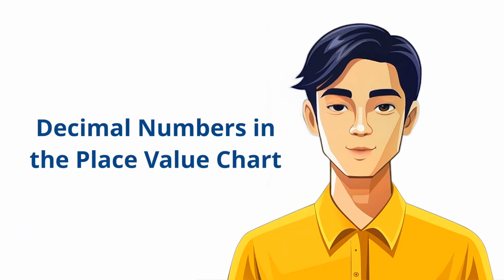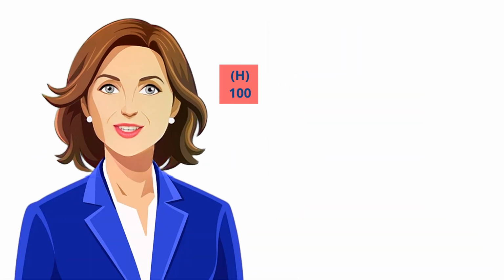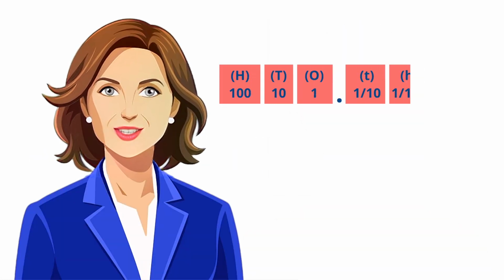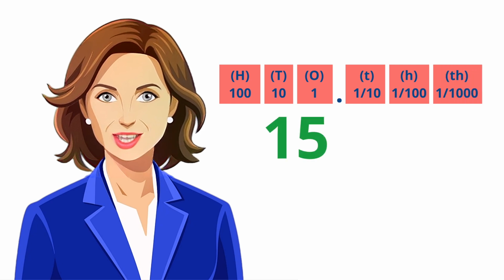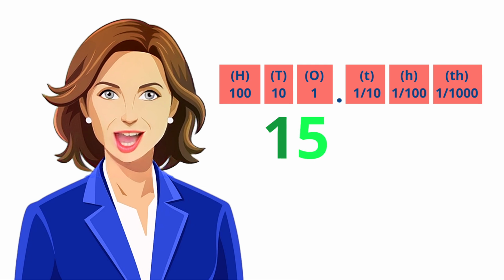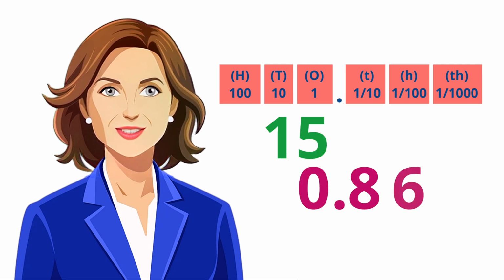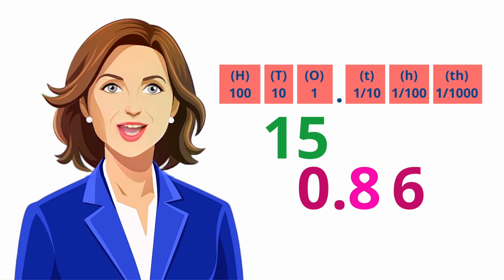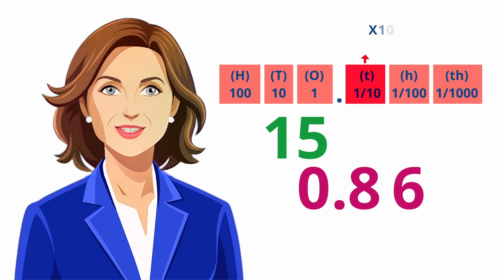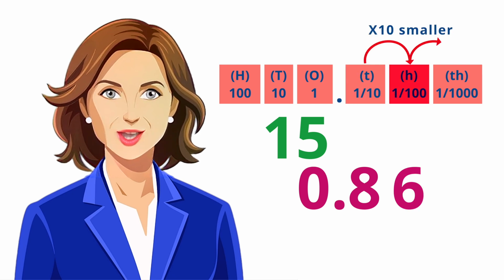How do decimals fit into a place value chart? Decimals extend the place value system to the right of the decimal point. Whole numbers like 15 have place values in the tens and ones places. In decimals, values like 0.86 would fit into the tenths and hundredths places. Each place value is 10 times smaller than the one to its left.